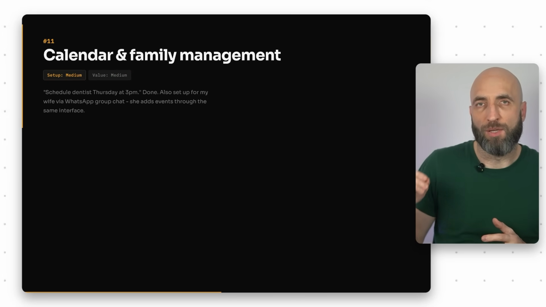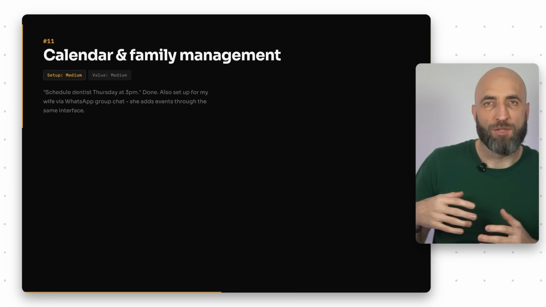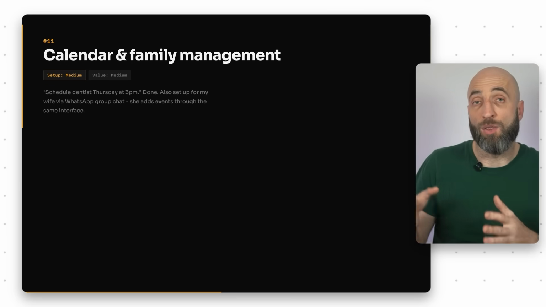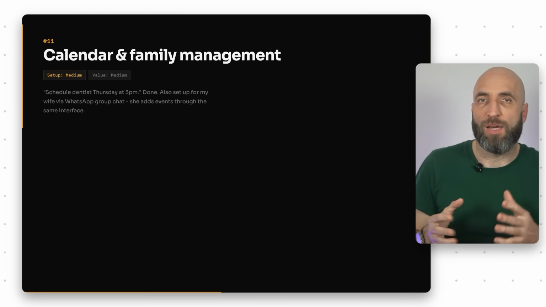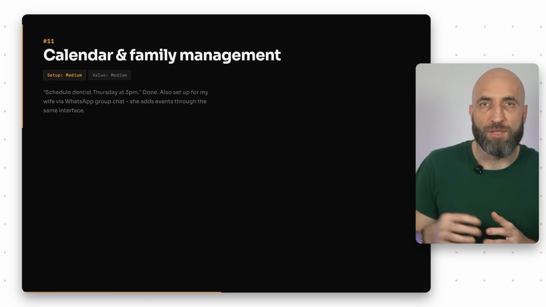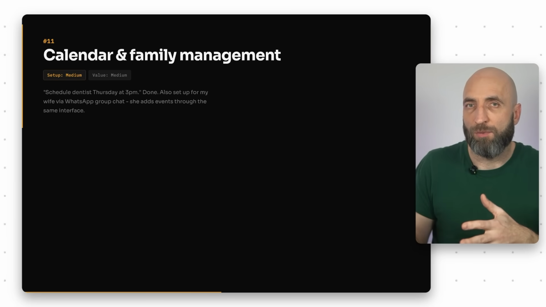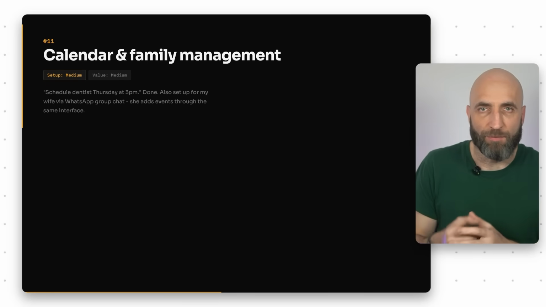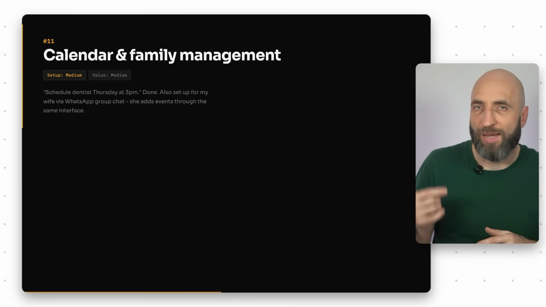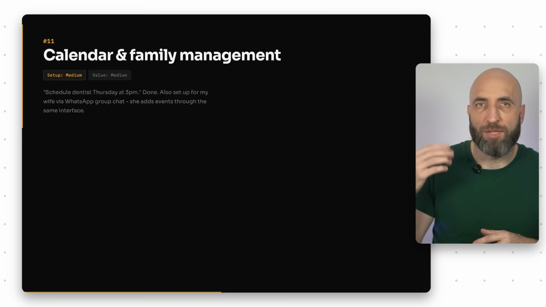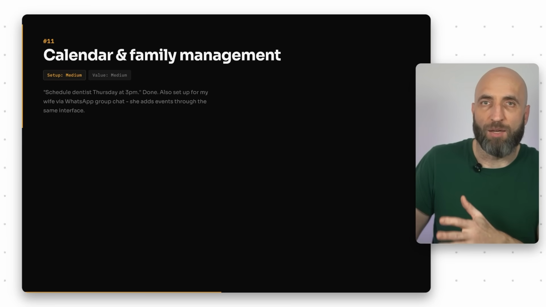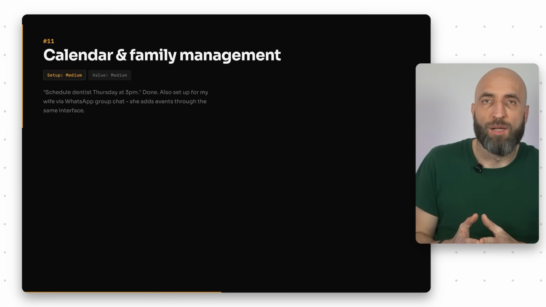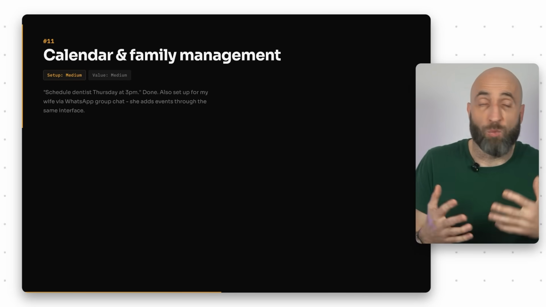This one is useful, calendar and family management, not just for myself, but for family as well. For example, I have a group chat on WhatsApp this time because my wife doesn't use Telegram or Discord. And in the WhatsApp group, I can drop messages like "schedule dentist Thursday at 3 p.m." and it's done. And my wife can add events, check the schedule, get reminders, all through that same group chat and chat interface. It is simple, but it is helpful as well. And once it works, you start asking, like, what else can it do?